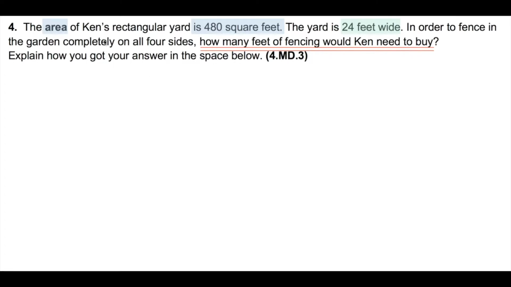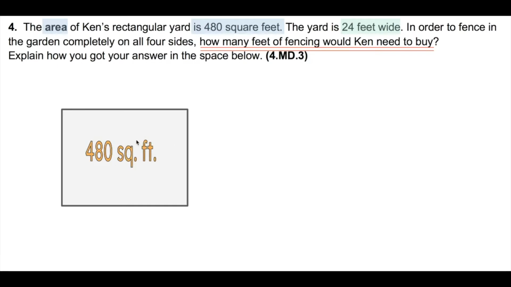Let's start with our first piece of information. We know the area of his rectangular garden is 480 square feet. So I'm gonna draw his garden here, and I know the inside space is 480 square feet. That's area, all the space inside his garden. We also know that the garden is 24 feet wide, so I can label that as well. I'm going to say that this side is 24 feet wide.